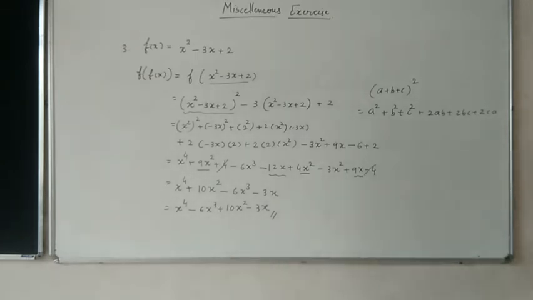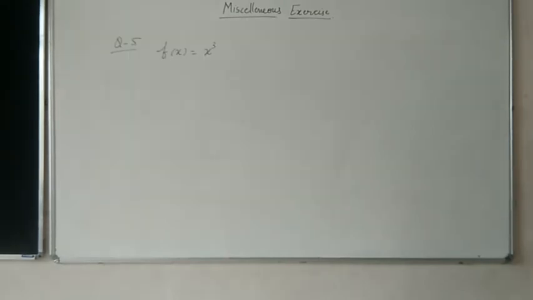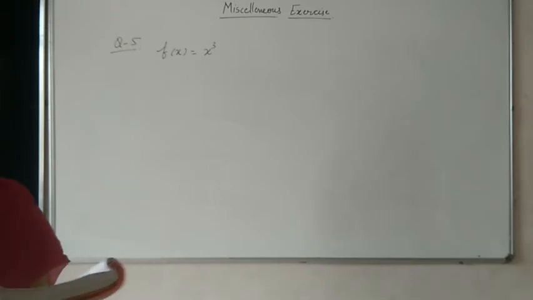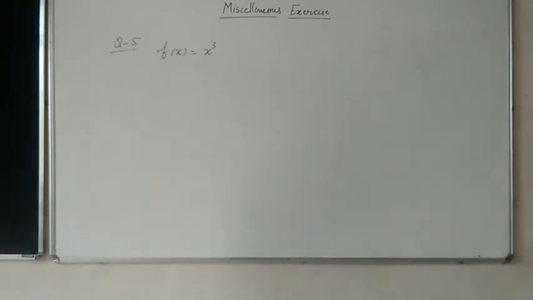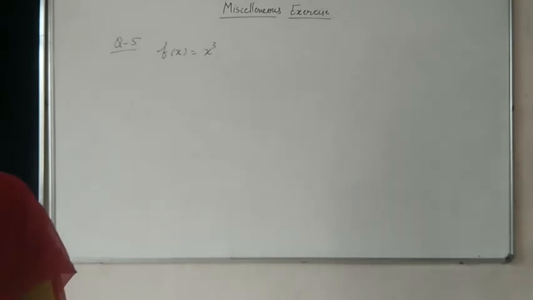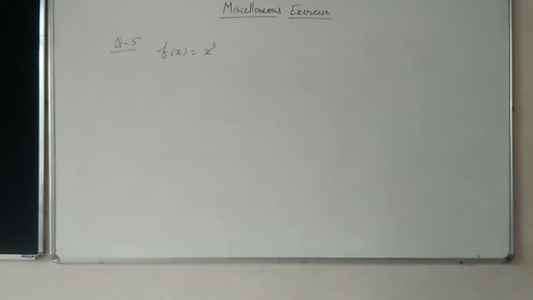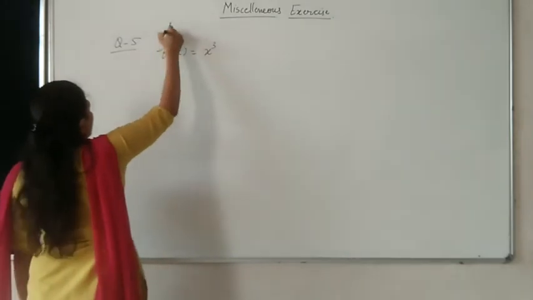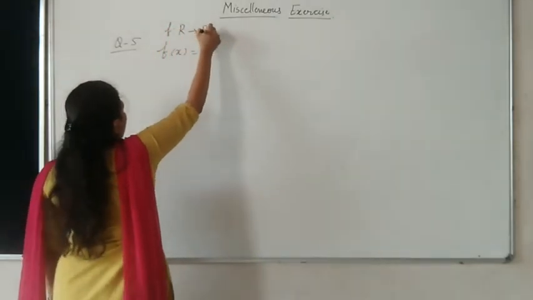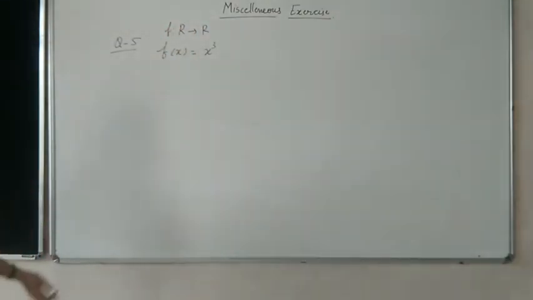Let me see the next question now. The next question is question number 5. Your question is: show that the function f from R to R given by f of x equals x cube is injective. Injective means one-one. So f is a function from R to R, and we have to show that this function is one-one.